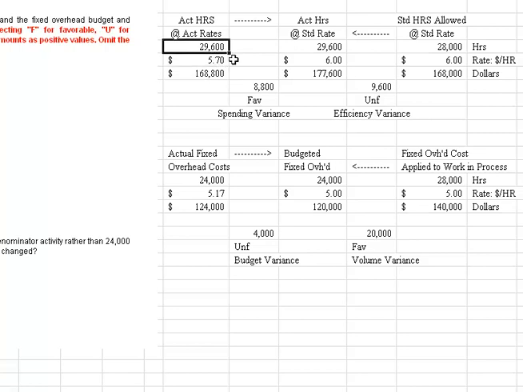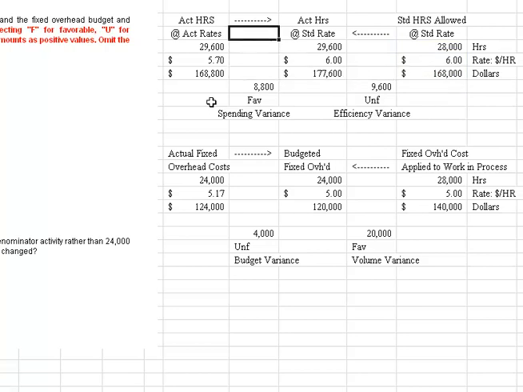We had 29,600 of actual hours. We had total actual spending of 168.8. That's given in the problem. So then we can force the middle ground, which is the actual rate. We're able to calculate a $5.70 rate. Moving over to the standard hours allowed, 28,000 hours was allowed. We've calculated that earlier, and we know that the rate per hour is $6 called for in the standard. So when I multiply that across, I come up with 168,000.